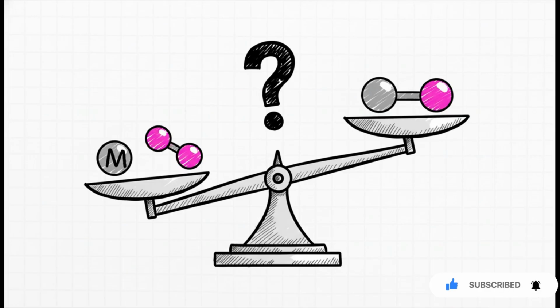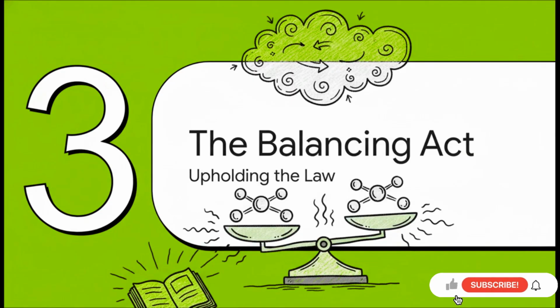And in chemistry, that's a huge deal. The story isn't quite right just yet. And that brings us to a really critical step, the balancing act. Because to tell the chemical story correctly, we absolutely have to follow a fundamental law of the universe.